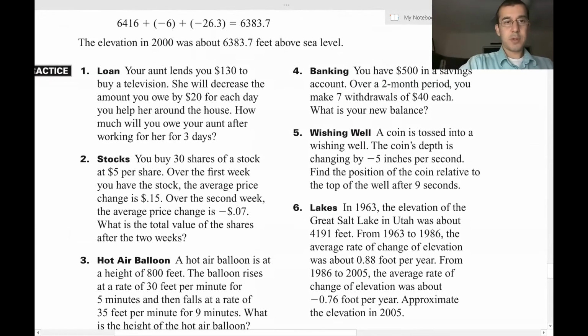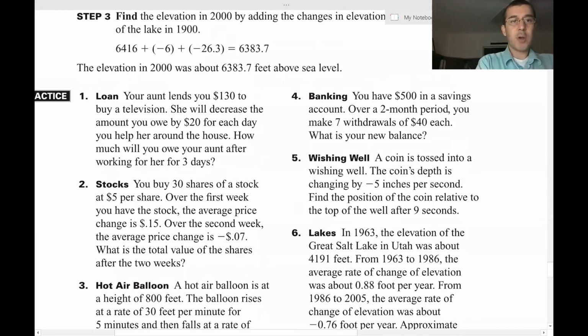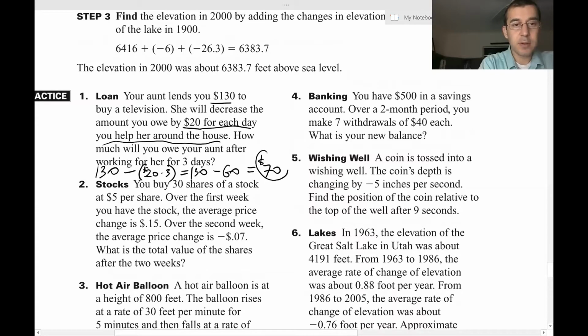So 1 through 6 here. Number 1, your aunt lends you $130 to buy a television. She will decrease the amount you owe by $20 for each day you help her around the house. How much will you owe your aunt after working for her for 3 days? Well, it's $130 you owe her minus $20 per day times 3 days. So 130 minus 20 times 3 is 60. So this is 70. So $70 you owe your aunt after working for her for 3 days.